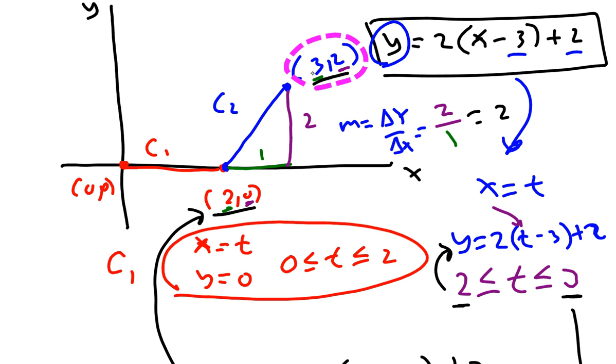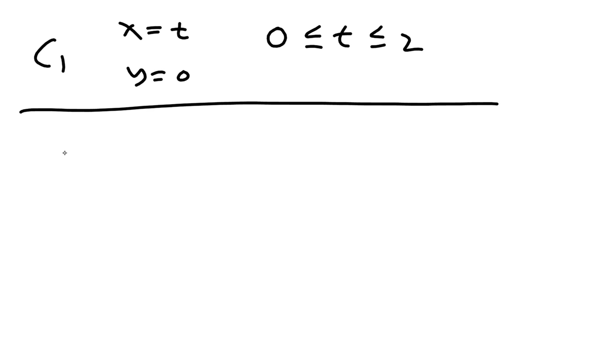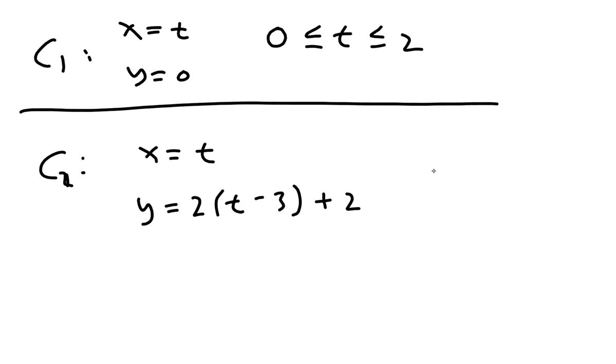Okay, so now we have two parameterizations. Let's write this out a little bit more cleanly, keep ourselves organized. So the first curve I called C1: x was just equal to t, y was always equal to 0, and the restriction for t was from 0 to 2. The second curve, C2 we'll call it, we just found that. x was again equal to t, but y was equal to 2 times t minus 3 plus 2, and that domain was 2 less than or equal to t and less than or equal to 3.